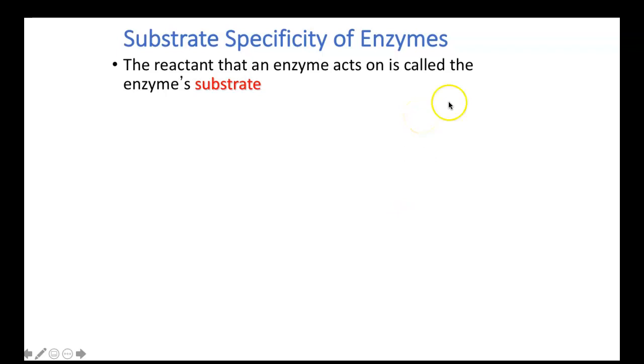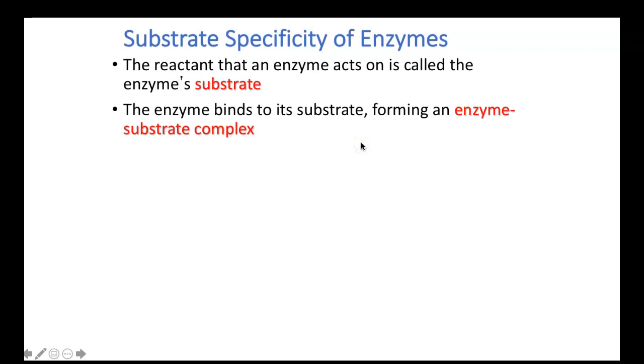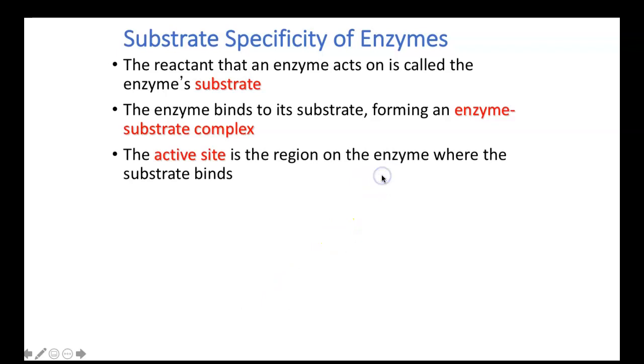An enzyme has a specific folding because it's a protein. It also has a specific fit for a substrate. So the reactant that an enzyme acts on is called the enzyme's substrate. The enzyme binds to the substrate, forming an enzyme substrate complex. And the active site is the place where the enzyme and the substrate bind. So pause if you need to write that down.